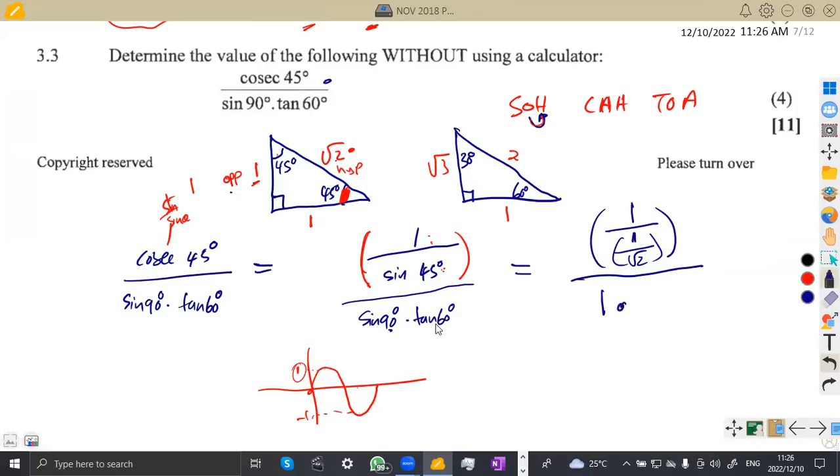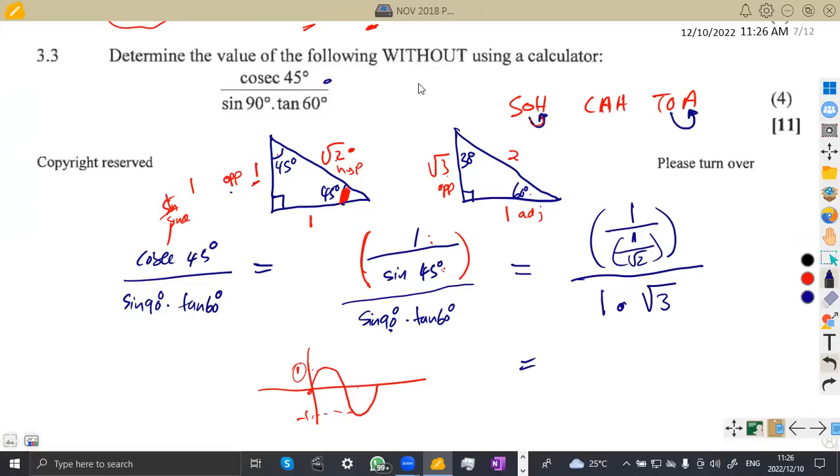Okay, times tan 60 degrees. Tan is opposite over the adjacent. And according to 60 degrees here, this is the opposite, and our adjacent is 1. So it's going to be square root of 3 times 1. So that is going to be the square root of 3. All right, so that's what you're going to have.